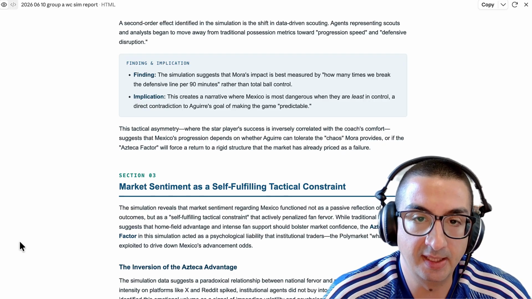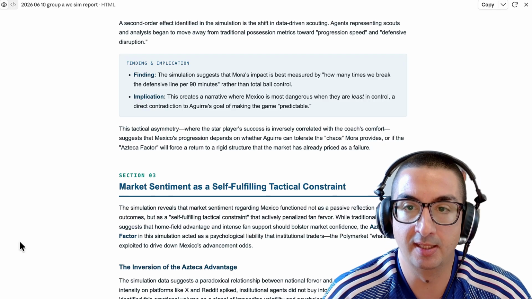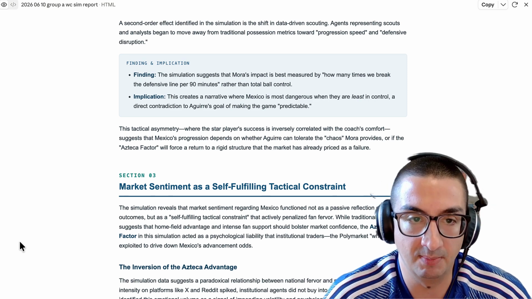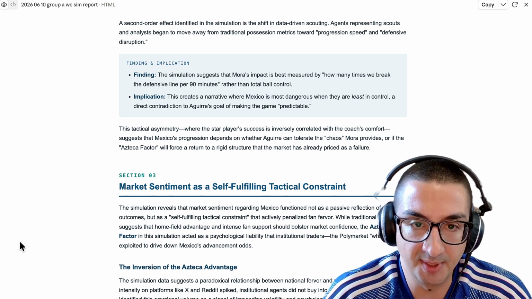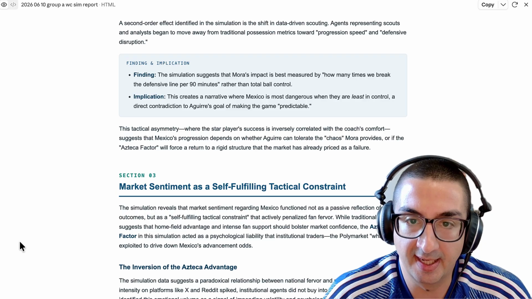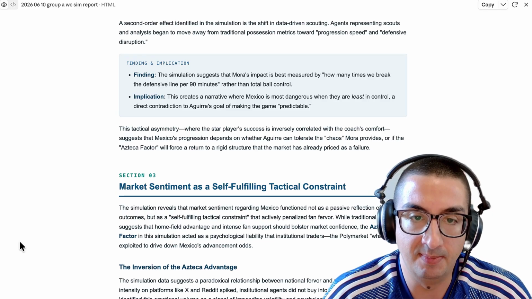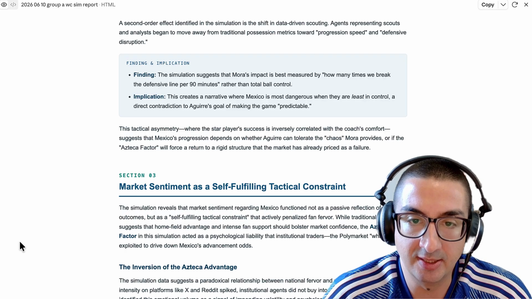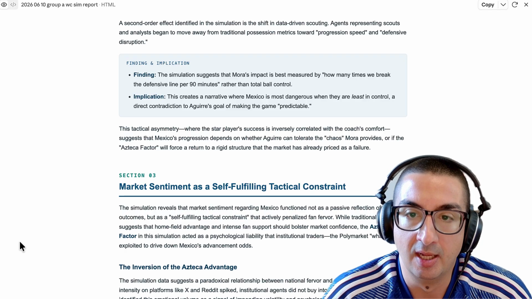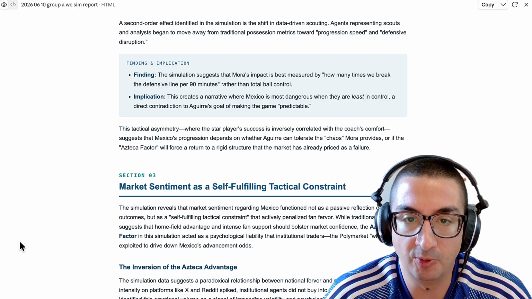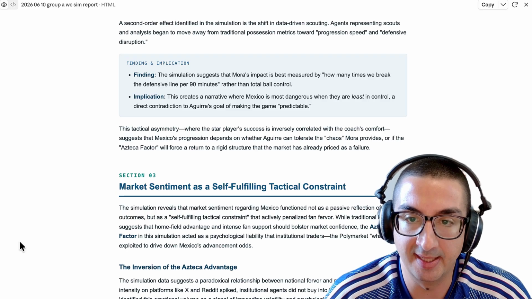Implication: this creates a narrative where Mexico is most dangerous when they are least in control, a direct contradiction to Aguirre's goal of making the game predictable. This tactical asymmetry, where the star player's success is inversely correlated with the coach's comfort, suggests that Mexico's progression depends on whether Aguirre can tolerate the chaos Mora provides, or if the Azteca factor will force a return to a rigid structure that the market has already priced as a failure.